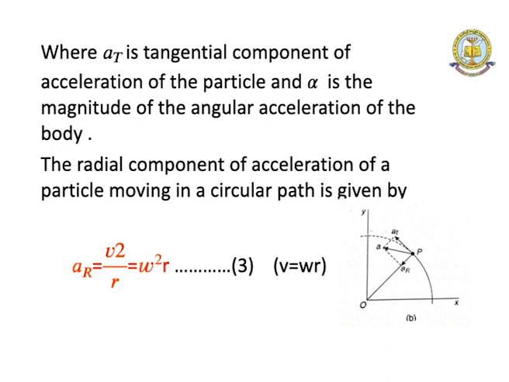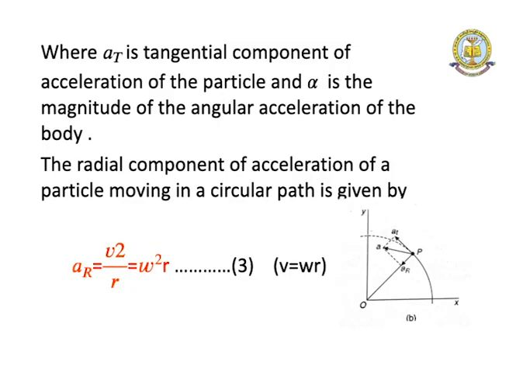The radial component of the acceleration of a particle moving in a circular path is given by ar is equal to v square by r, where v is equal to omega into r. Substituting the value, we get omega square r square by r, where r square and r partly cancel, so omega square into r. So ar is equal to omega square into r. That is the radial component of the acceleration of the particle.